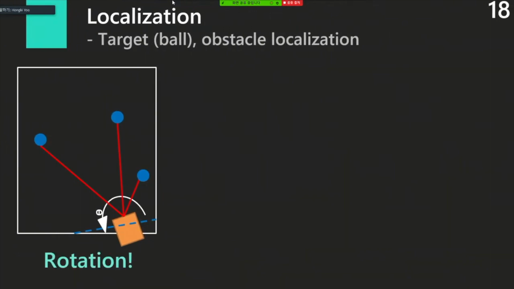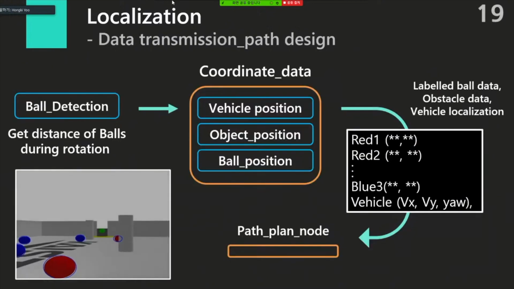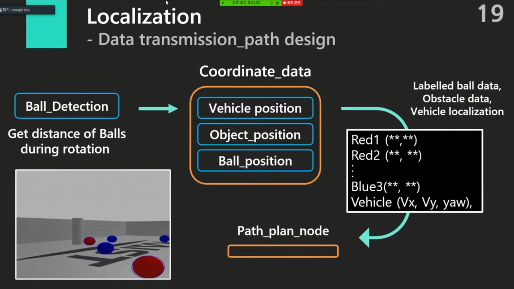We use a rotation technique over here. The reason why we use rotation is that the camera's rear end screen is kind of distorted. As you see on the right-hand side of the picture, the ball is squished a little bit. So we align the camera center to the obstacle so we can get the distance data without any errors. So the vehicle rotates like this and then gets the distance of the balls during rotation.